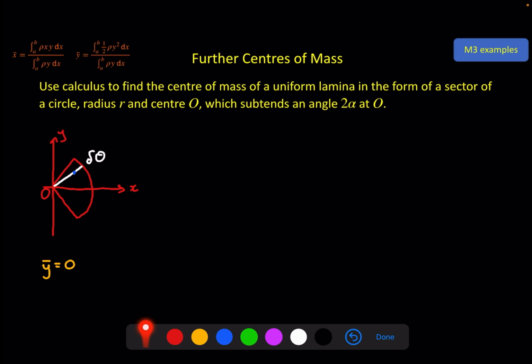So the shape is going to be split into many strips like this, and we're going to apply the same basic principle from M2 that we had before. X bar times the total mass is equal to the sum of the individual strips' mass times their centre of mass. We know where the centre of mass is.